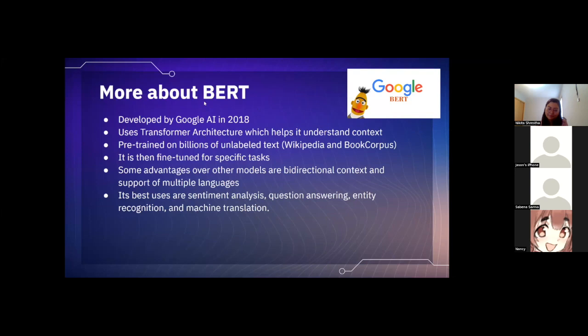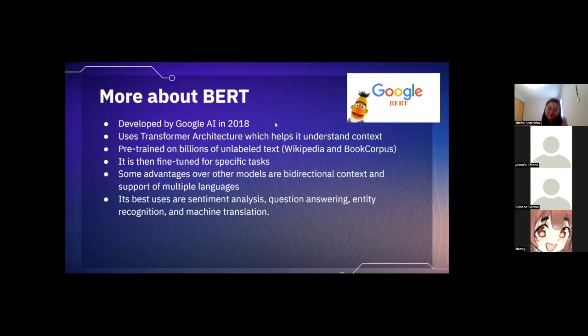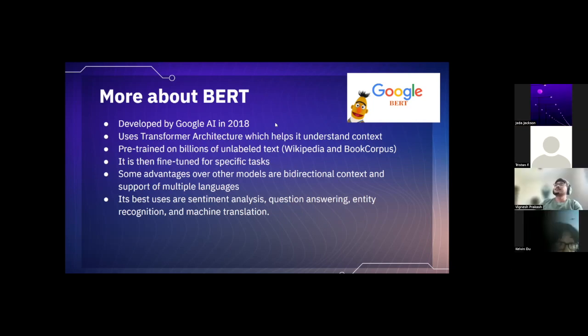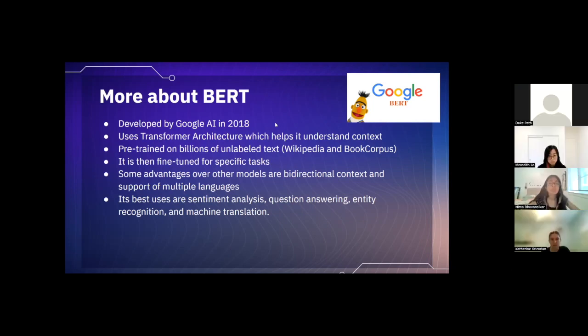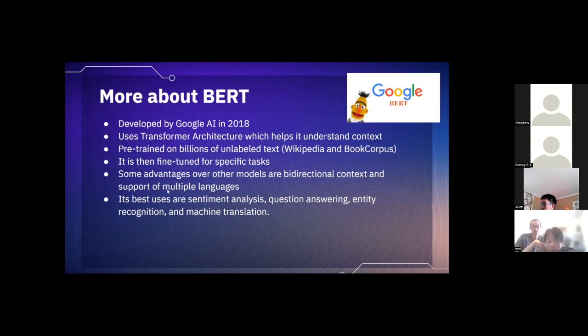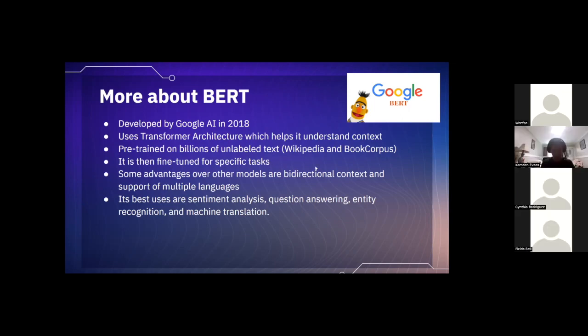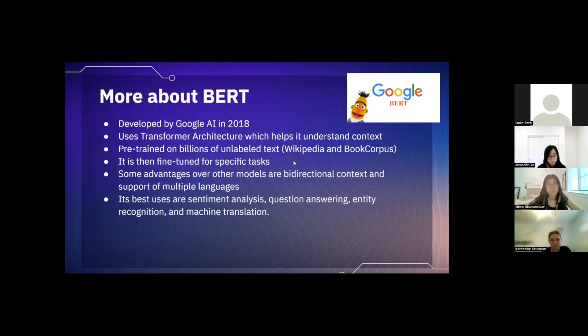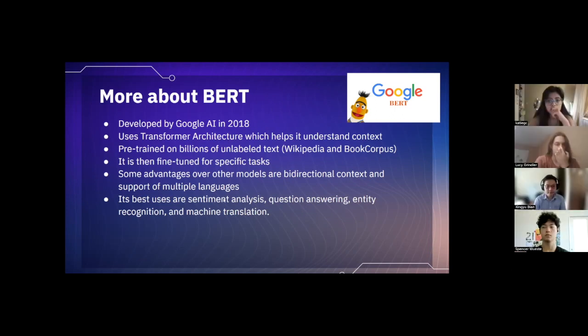So there's just some more information about BERT and why we chose it. It was developed by Google AI in 2018 and uses the transformer architecture, which helps it understand context, which would be important in generating resumes. It was pre-trained on billions of unlabeled text from Wikipedia and BookCorpus, and then you fine-tune it for specific tasks. In our example, it was using the resume data. Some advantages it has over other models are bidirectional context and the support of multiple languages, and its best uses are in sentiment analysis, question answering, entity recognition, and machine translation.